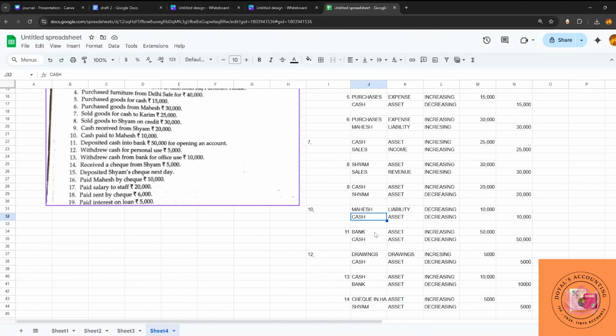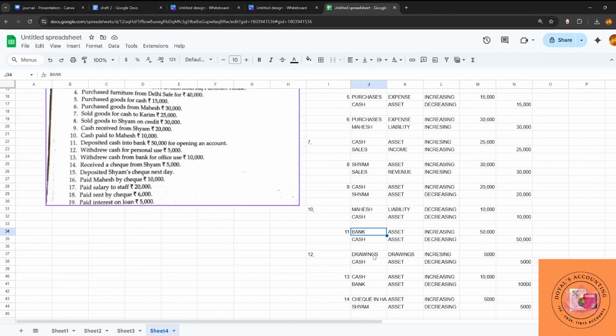Number 11, we deposited cash into the bank. Both are real accounts. Debit what comes in, credit what goes out. Money is going into the bank, so bank will be debited. Cash is reducing, it's going out. That is why it will be credited.